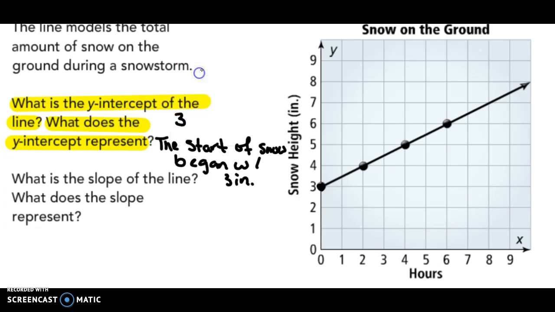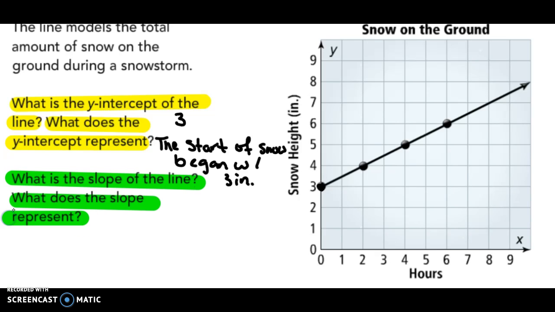The second question, I'm going to highlight that in green. What is the slope of the line? What does the slope represent? If we look at our graph here, remember, slope is simply rise over run. If we calculate our rise to our next point, our rise is up 1 and our run is over 2. So for our rise over run, we would have the value of 1/2, which is my slope. So 1 over 2 is the slope.